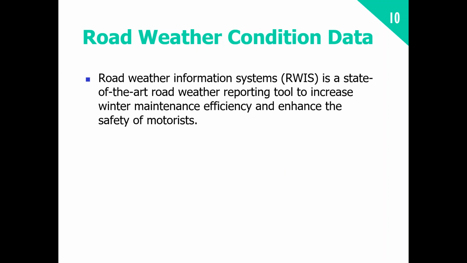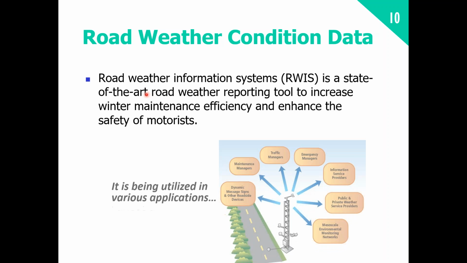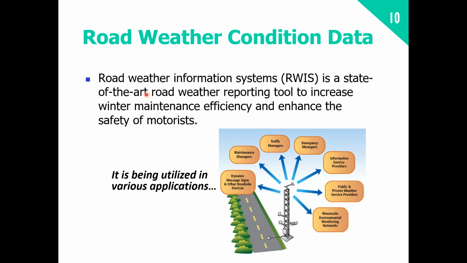One of the most important sources of road weather and surface condition data is the road weather information system. For those who don't know what the RWIS is, it's a system that consists of many environmental weather sensors located along the side of the road that collect various road weather data to increase winter maintenance efficiency, as well as to enhance the safety of the motorist.